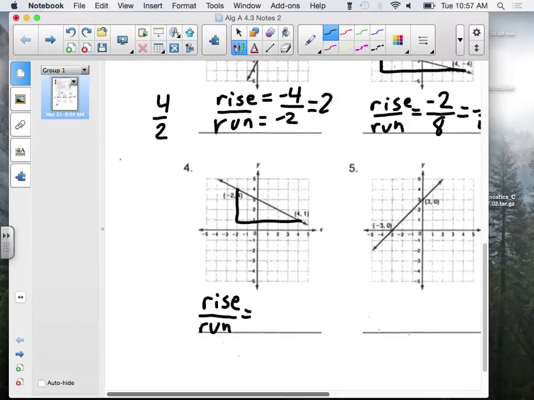Alright, so for number 4, I started at -2, +4, so what would my rise be? Okay, I'm moving down 3 units, and is it positive or negative? Exactly, I'm going down. So from here, how many units do I move? 6. And positive. And what does -3 over 6 simplify to? -1.